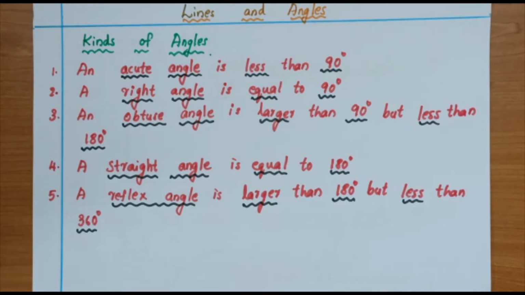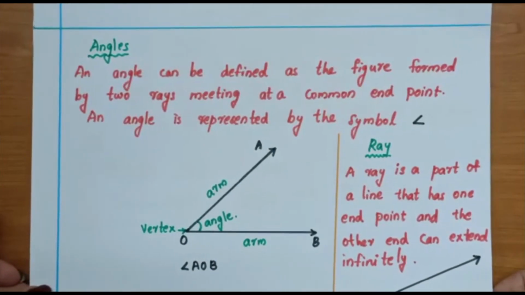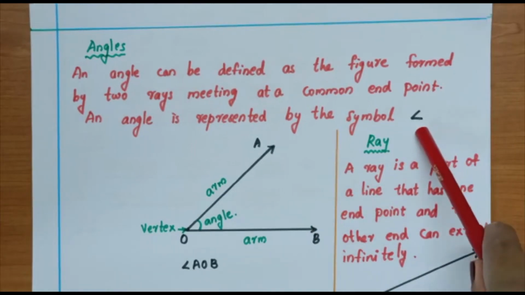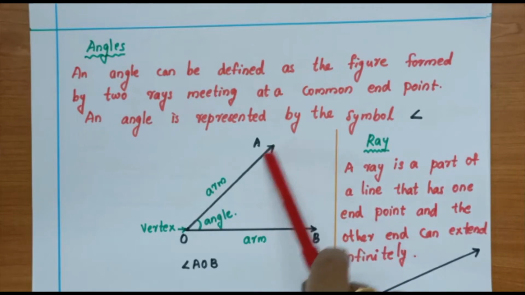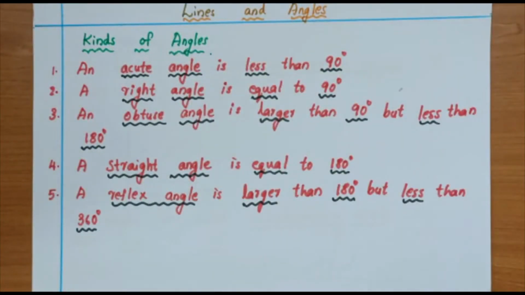Today we are going to learn about kinds of angles. We have learned about what angles are in the previous class. So what are angles? An angle can be defined as the figure formed by two rays meeting at a common endpoint. An angle is represented by the symbol. Using this symbol we can represent the angle. We have learned that OA and OB are the arms of the angle, and the meeting point of these two rays is called the vertex.